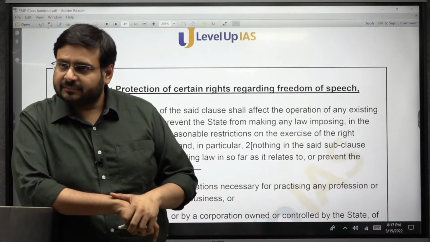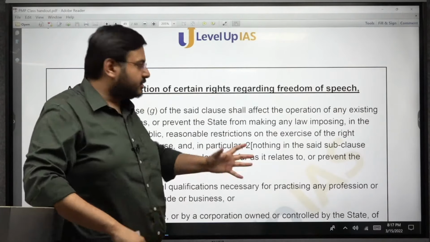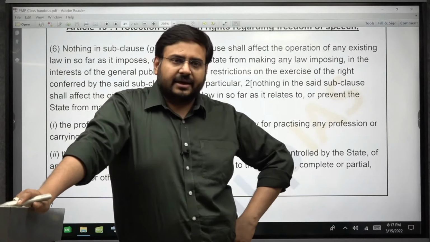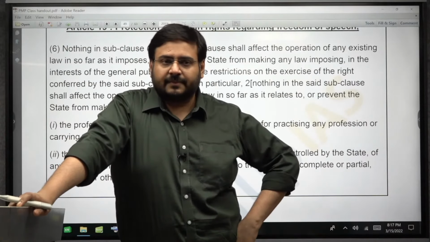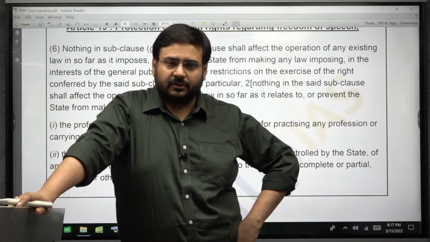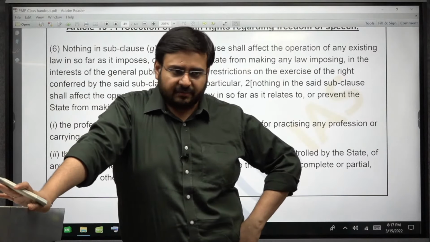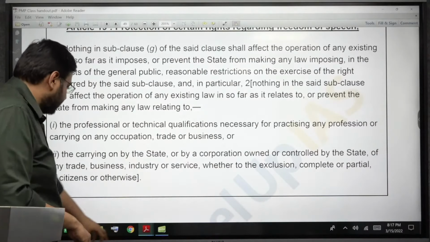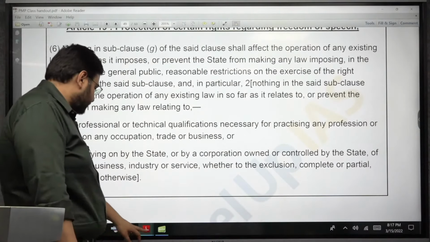Are we clear? Yes or no? So these are the reasonable restrictions of Article 19. With this we complete Article 19. Do we have any doubt? Yes, no, no. So let us discuss questions till this point, right? Because this will make you understand what are the important points.